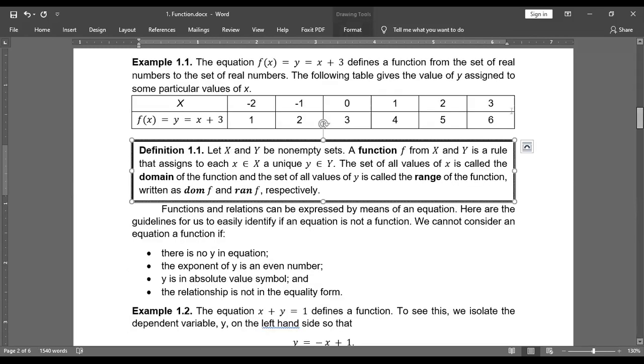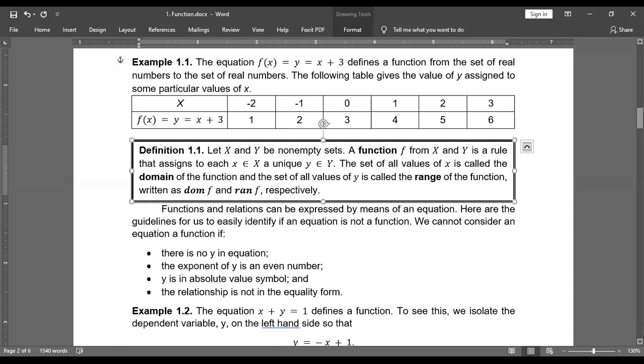Moving on, we have another definition of a function. Let X and Y be non-empty sets. A function f from X to Y is the rule that assigns to each element x of X a unique element y of Y. The set of all values of x is called the domain of the function. The set of all values of y is called the range of the function, or they can be written as dom f and ran f respectively.